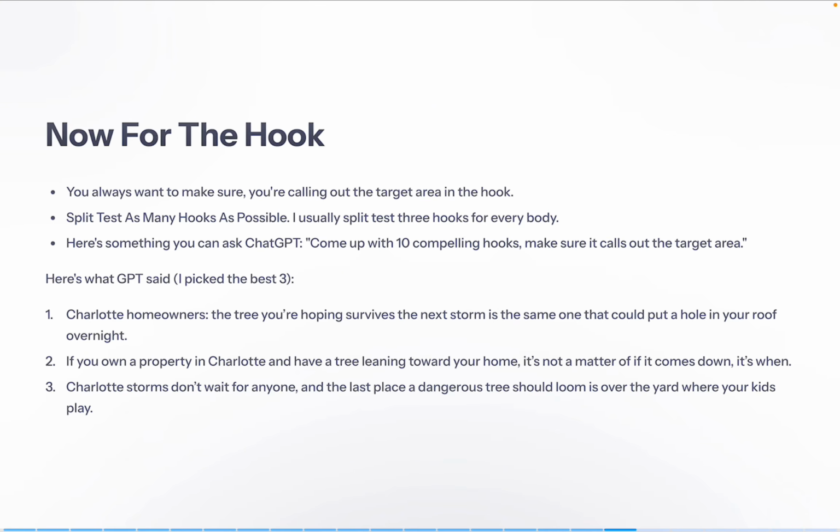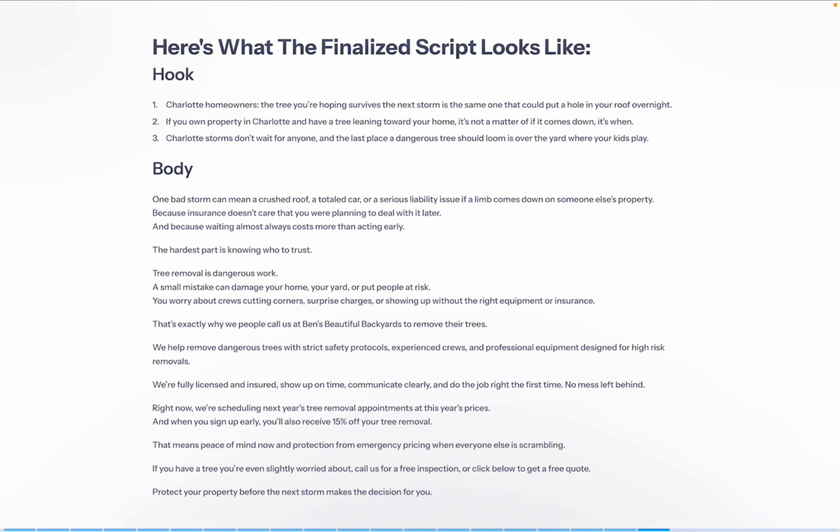That again also hits hard because it creates urgency. The third one is, Charlotte storms don't wait for anyone, and the last place a dangerous tree should loom over is the yard where your kids play. The kids angle is one of the best angles you can use when you're talking about tree removals, tree pruning, and most tree services. So here's what the finalized script looks like.